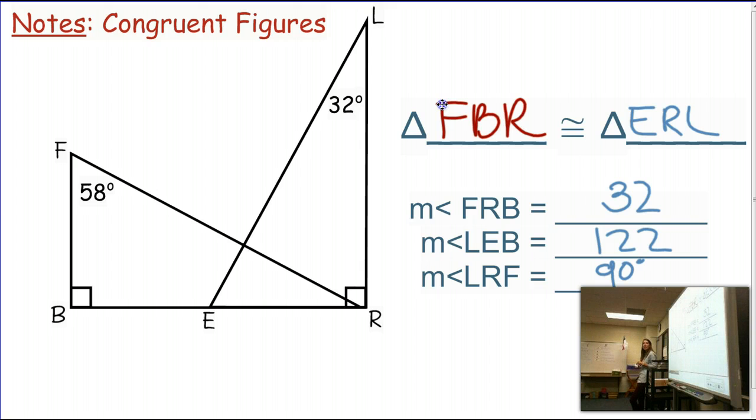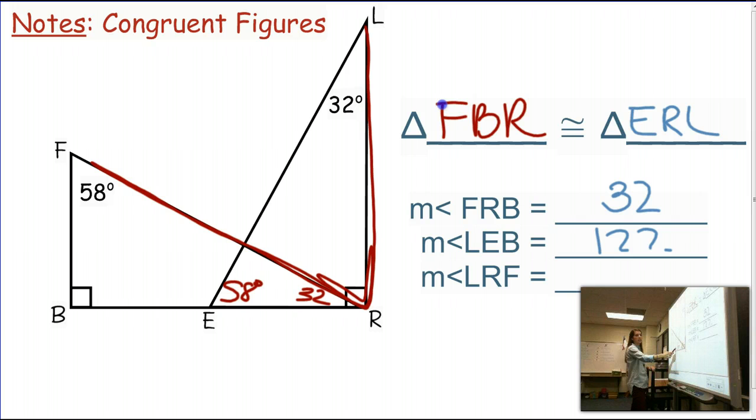LRF. Not LRE, LRF. This angle, look. LRF. Is that angle right there? Okay, go figure it out and then call it out and I'll write it down while I'm talking about it. Okay, so F and E go together. 58, 58. Because our congruent statement, our order says they have to go together. Then we know that angle L is listed last and R is listed last. So angle R is 32.